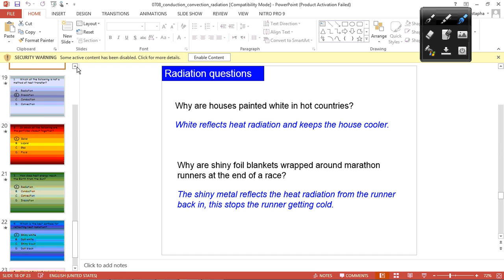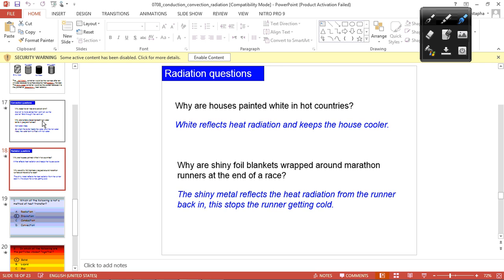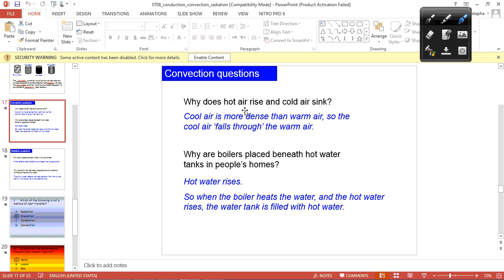Now what we're looking at today is we have some questions here about convection. Why does hot air rise and cold air sink? Cool air is more dense than warm air, so the cool air falls through the warm air.